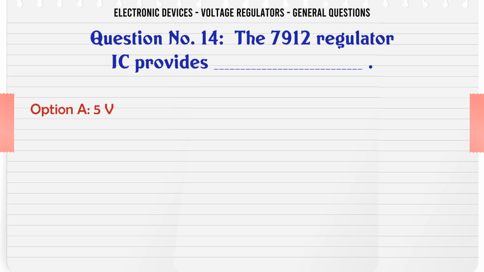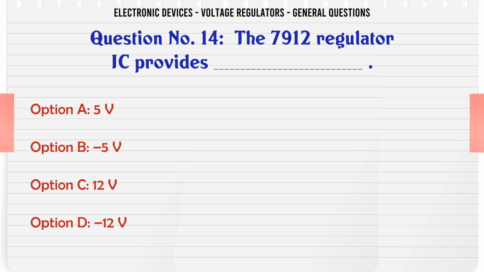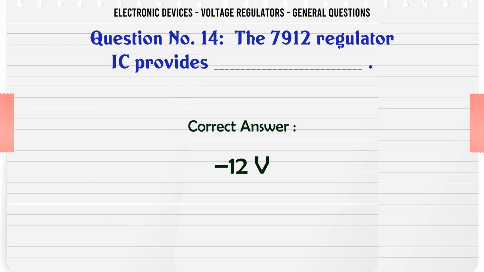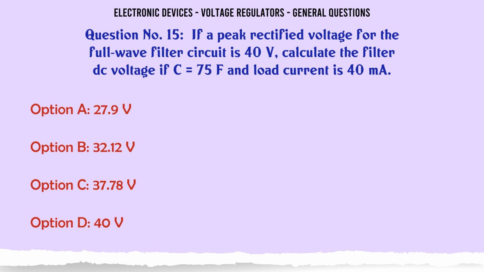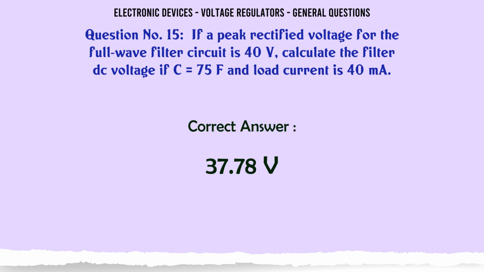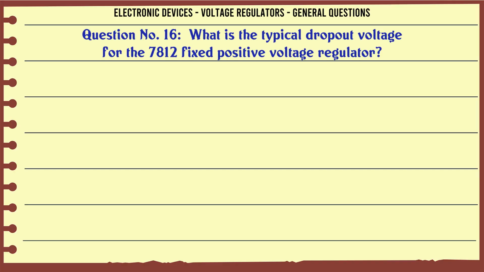The 7912 regulator IC provides A. 5V, B. -5V, C. 12V, D. -12V. The correct answer is -12V. If a peak rectified voltage for the full-wave filter circuit is 40V, calculate the filter DC voltage if C is 75 μF and load current is 40 mA. A. 27.9 V, B. 32.12 V, C. 37.78 V, D. 40 V. The correct answer is 37.78 V.